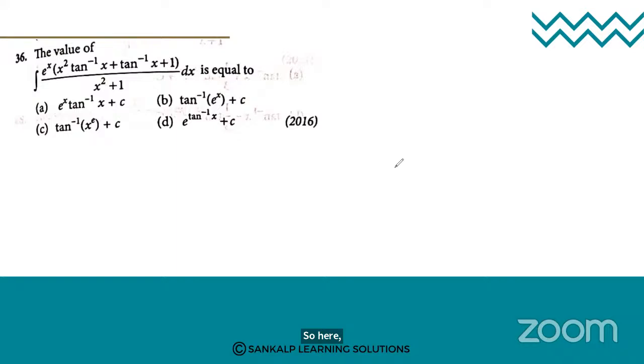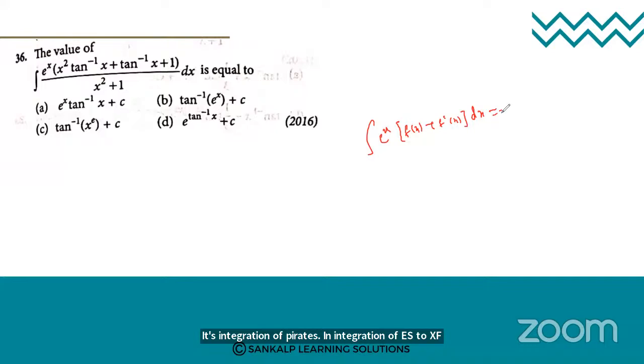So integration of e raised to x, f of x plus f dash of x, dx is equal to e raised to x f of x plus c. This is the formula we are making use of. So using this formula we can simplify this example.